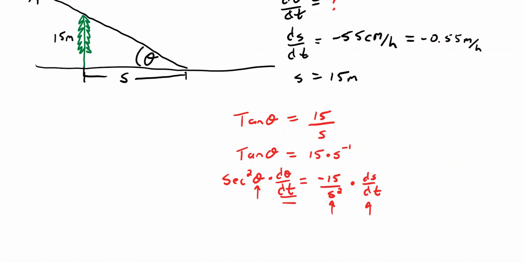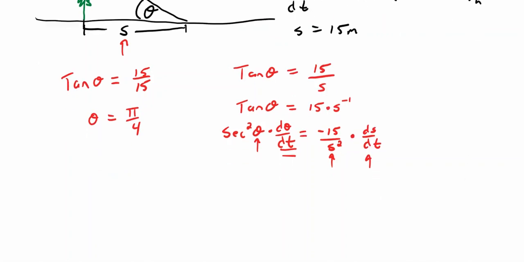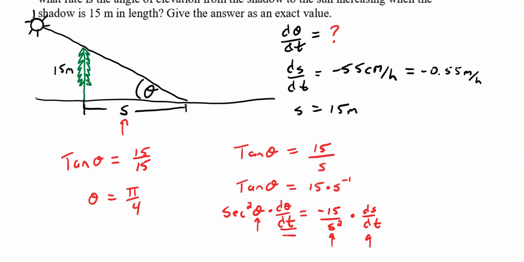So at that snapshot in time, what was S? 15. So we could figure out the angle at that time, right? We could write it out as tan theta is equal to 15 over 15. So where is tan theta equal to 1? Pi over 4, right? Because it's root 2 over 2 over root 2 over 2. And then it'd be 5 pi over 4 too. Yeah, but we're going to stay in the first quadrant for this one.